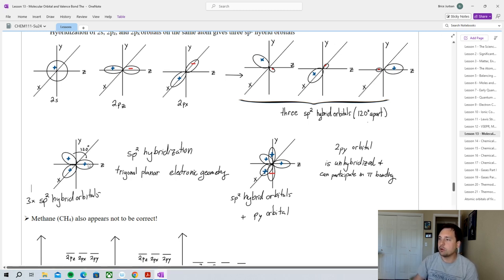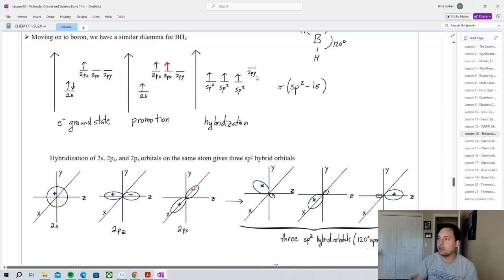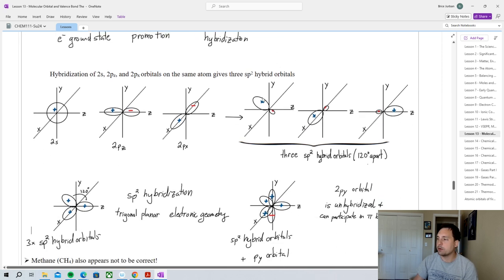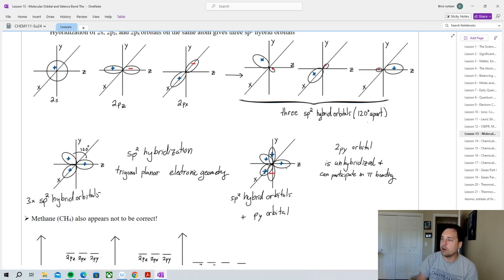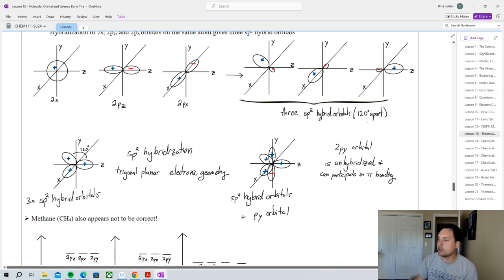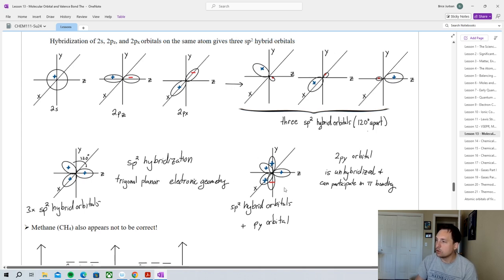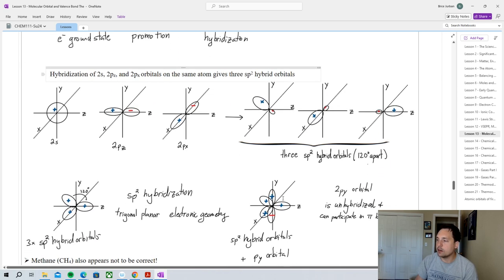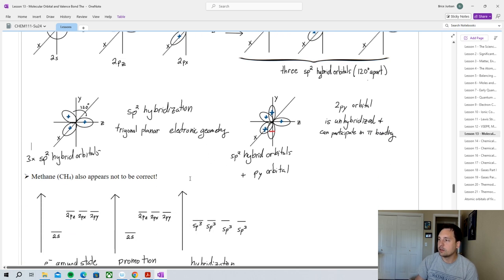And then that leaves us with the 2py atomic orbital that's unhybridized. And if we want to include that in this image, we can show that along the y-axis. And this can participate in pi bonding to give us double bonds. So boron's not going to form double bonds, but some other elements will.